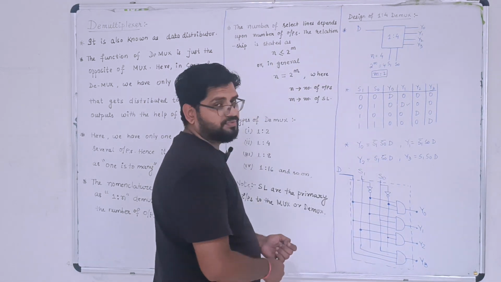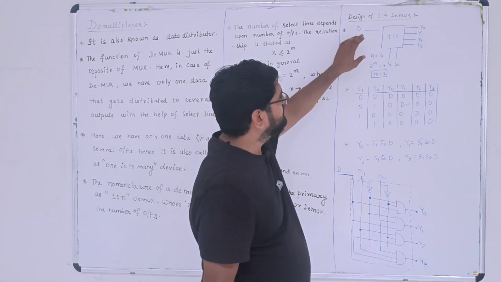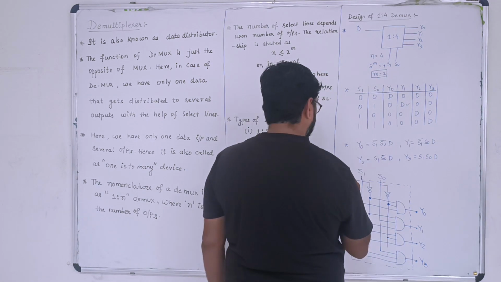So I think the design is very clear to everyone. This is very simple to design. What you need to do, you need to draw the block first. After drawing, this is your D line.